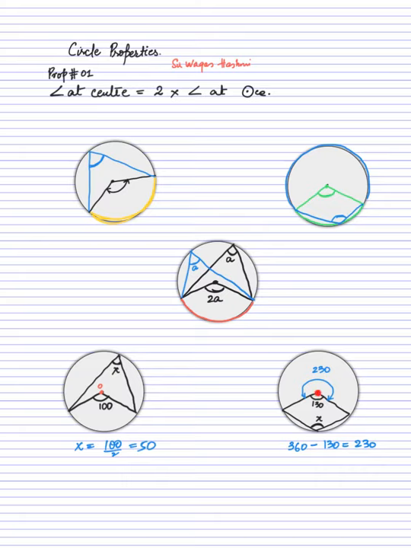Angle at center, angle at circumference, point 1 verifies. Next point, both angles are facing the same arc length. So now the value of x will be half of 230, which gives you 165. So that is your answer, and that is the first property explained in detail.